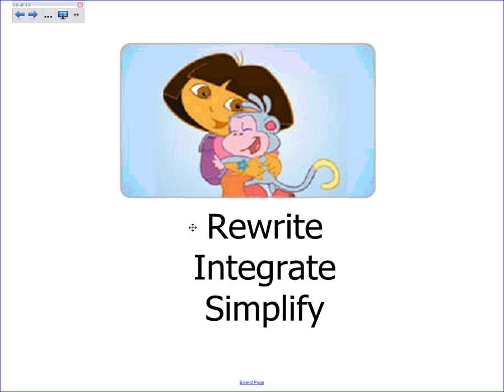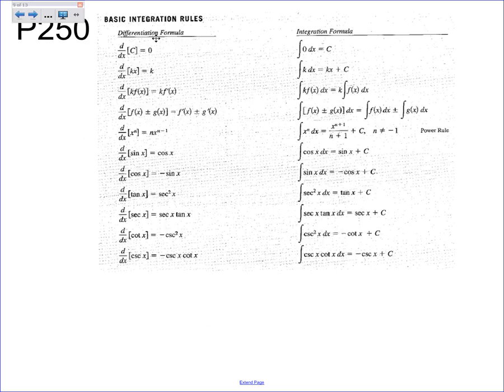Well, Dora still applies. With Dora, we must rewrite. We must now integrate, and then we can simplify. What we are limited with our integration is it's got to fit one of the patterns that we know. It's all about making it look like something that we have a rule for. So it's a little more restrictive than the derivatives, because with derivatives we had product rules and quotient rules, so we could do combined things.